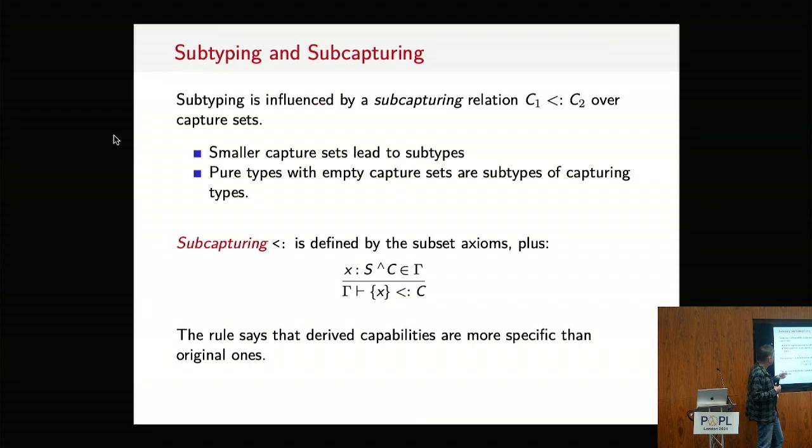So the subcapturing thing is essentially subset plus one additional rule, which is very important. It's this one here. This one says if X is declared in the environment to be a shape type and a capture set, then the singleton set X subcaptures that capture set. So this gives us specialization. I have this variable X, which has its underlying capture set C, and then we say X is better than C.